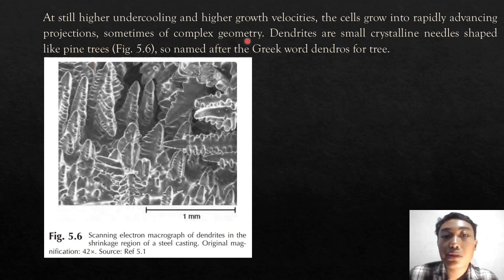Sometimes they have complex geometry. Dendrites are small crystals shaped like pine trees, as in Picture 5.6, just like this, the shape of a pine tree. They are named after the Greek word dendros, meaning tree. Picture 5.6: scanning electron micrograph of dendrites in the shrinkage region of a steel casting. Original magnification 42x, source reference 5.1. And the next.